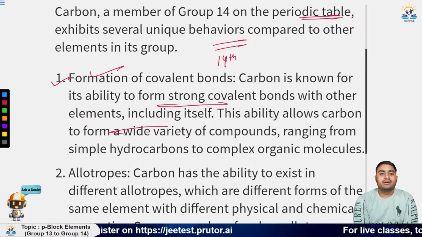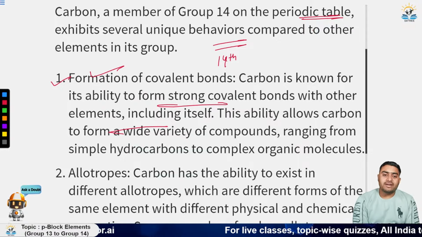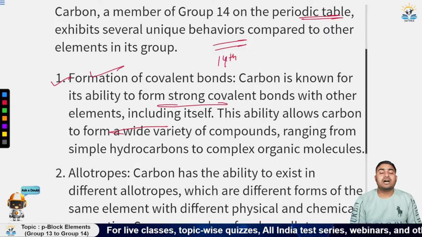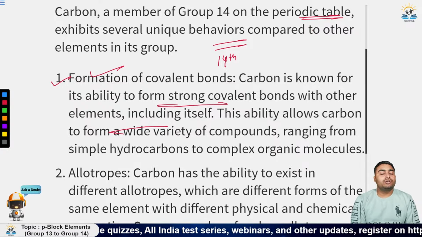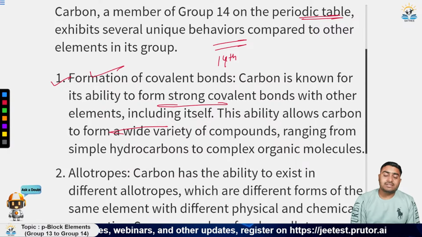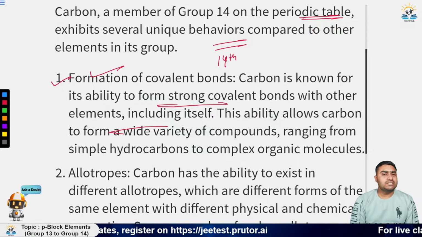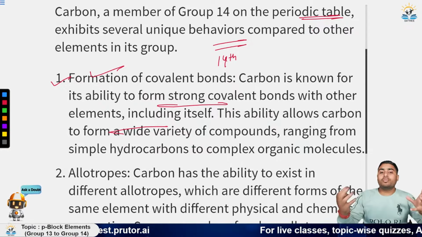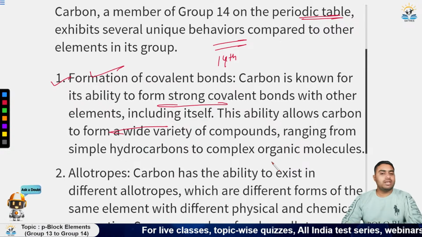This ability allows carbon to form a wide variety of compounds due to small size, due to tetravalency, and due to catenation. Due to these three properties, carbon can form a wide variety of compounds, and it can form large and complex structures as well, ranging from simple hydrocarbons to complex organic molecules.